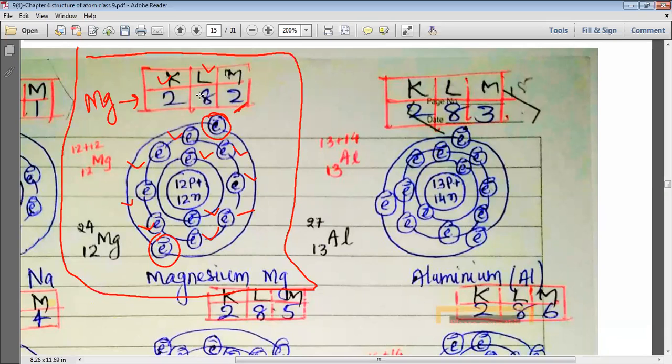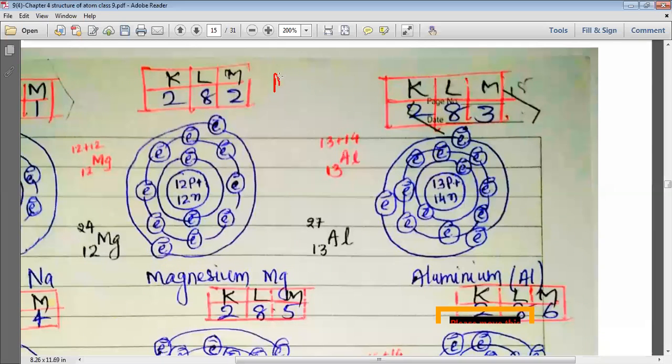So thus in magnesium, out of 12 electrons, 2 electrons are in K shell, 8 electrons are in L shell, and 2 electrons are in M shell. Thus, my dear students, the electronic configuration for Mg, we can write as 2 comma 8 comma 2. This 2 comma 8 comma 2 represents that 2 electrons are present in K shell, 8 electrons are present in L shell, and 2 electrons are present in M shell for magnesium.